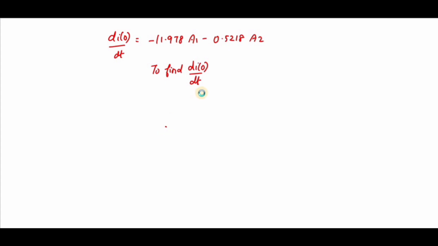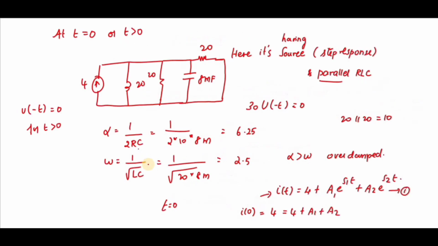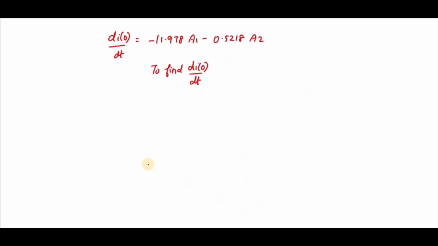So to find the value of di of 0 by dt, you have to read out the circuit when t is greater than or equal to 0. So when t is greater than or equal to 0, you can see the circuit will look like this: the 10 ohm resistor, L and C, and you have a step response current source, right? This one.